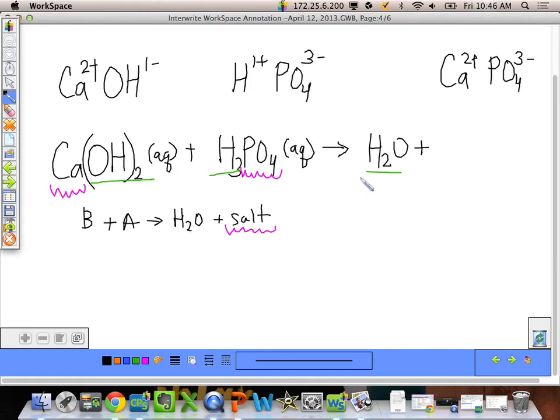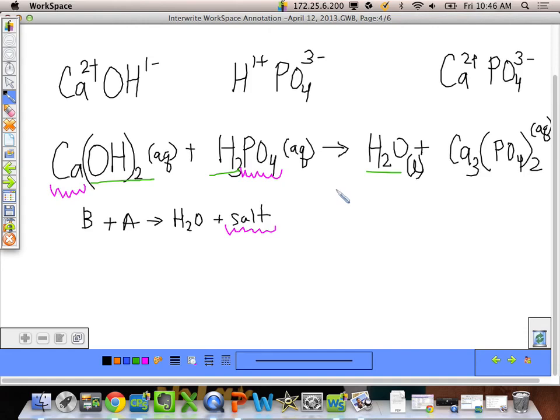Either nod or shake your head no. Do I need to put parentheses around the phosphate for this one? Yeah. Good. Lots of nodding. So, my salt is going to be Ca3(PO4)2. Water, sorry, I forgot my little L for liquid, and Ca3(PO4)2 is going to be dissolved in that water, so aqueous.